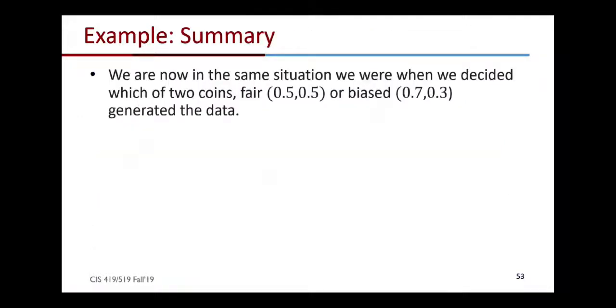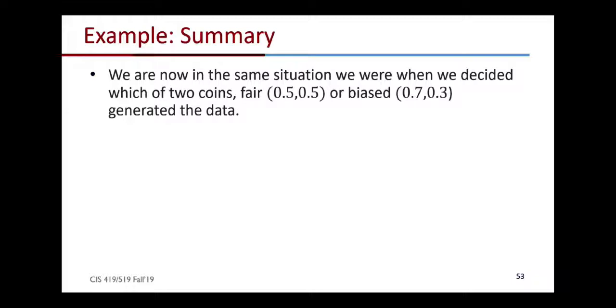So basically, we are now in the same situation that we were in a few weeks ago when we tossed a coin and we said, oh, there are two options. It's either a fair coin or a biased coin, 0.7, 0.3. Let's toss it a few times and choose which one is more likely.